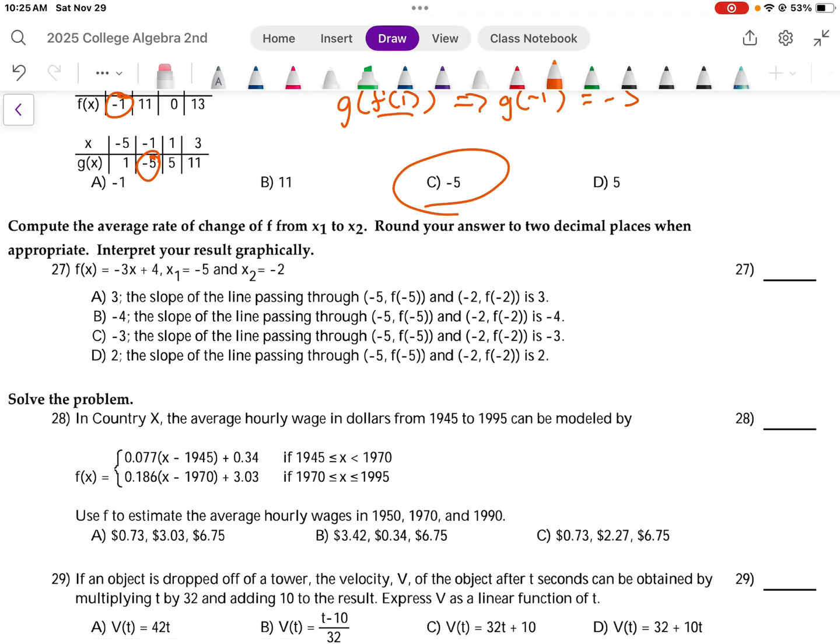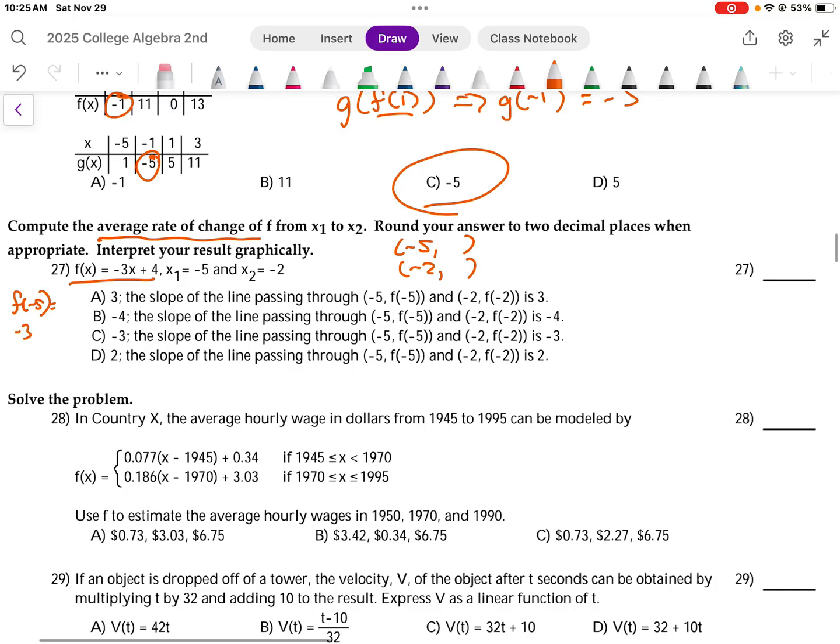Compute the average rate of change. Again, slope. They now give me an equation and 2 x values. So what I need to do is find the corresponding ordered pair. So I know it's negative 5 comma something and negative 2 comma something. So I need to put negative 5 in the equation, figure out what's the y value. So f of negative 5 would be negative 3 times negative 5 plus 4, which would be 15 plus 4, which is 19.